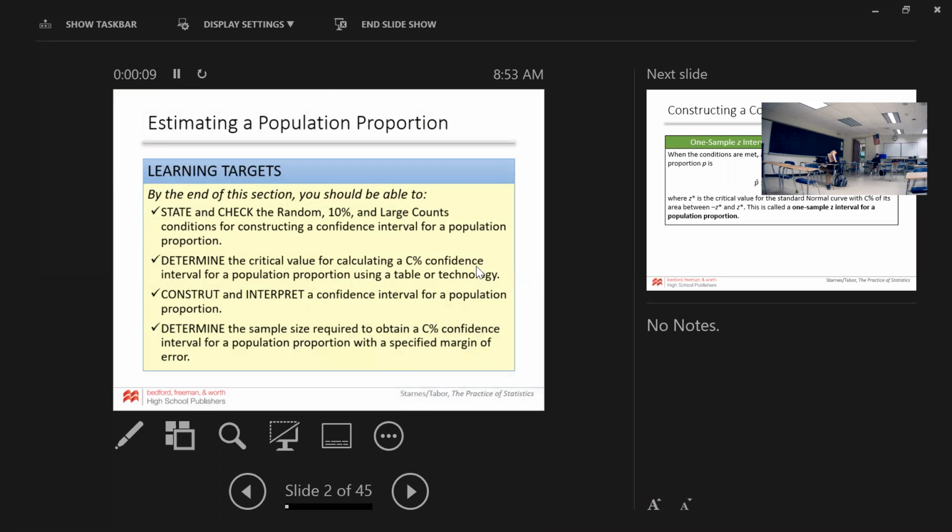State and check the conditions. Well, we've been doing conditions. Confidence interval, that's what we did in 8.1. These are confidence intervals specific to proportions. And then work backwards and find the sample size if you already know how confident you want to be.